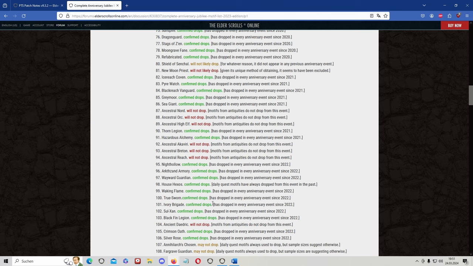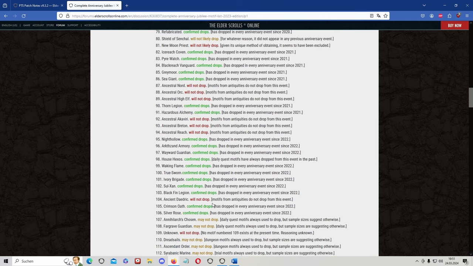Getting your hands on cheaper treasure maps for these motifs might be great income during the event. The normal Ancestral Nord, Ancestral Orc, Ancestral High Elf motifs are a bit flooded in the market. I think they will still receive a lot higher demand too, so it might be good to have some of those in the bag too.